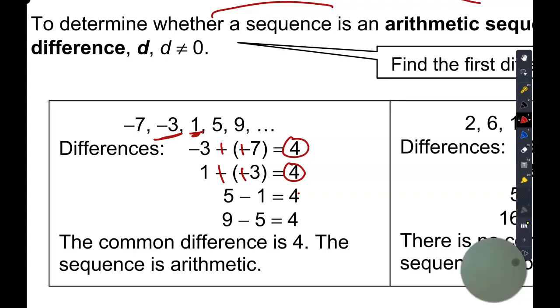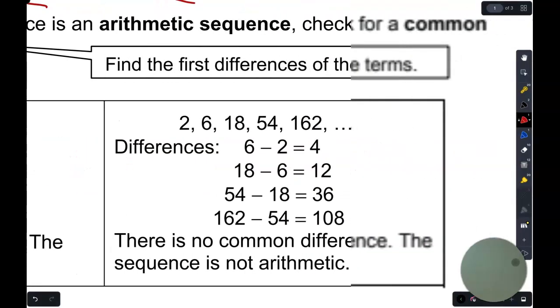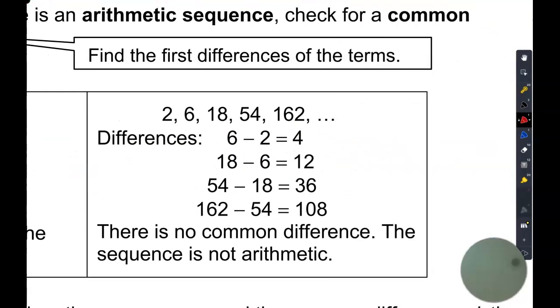All right, let's take a look at another one. Here, when you do that same tactic, 6 minus 2, you get 4. But that's why you got to do it more than once. 18 minus 6 is 12, right? As soon as that happens, it's no longer an arithmetic sequence. You have to have the same number when you subtract like that.